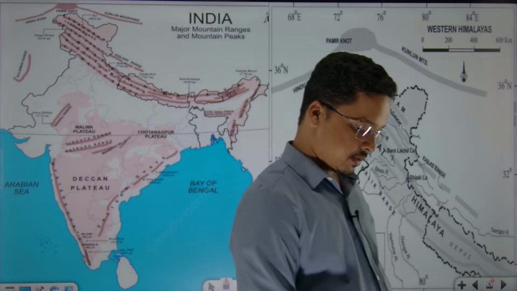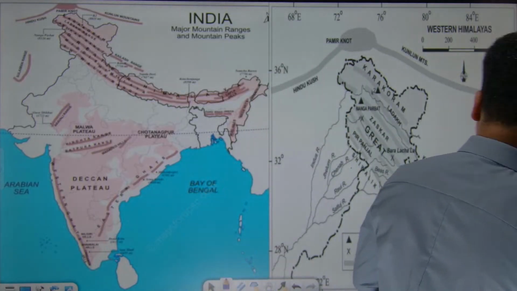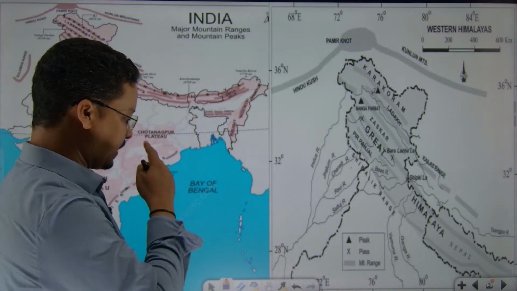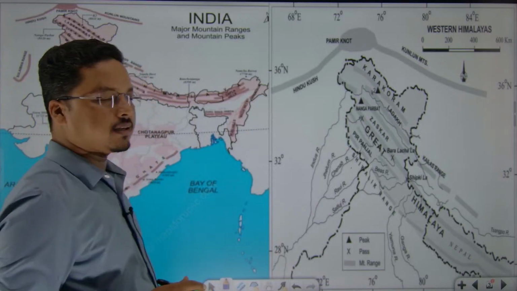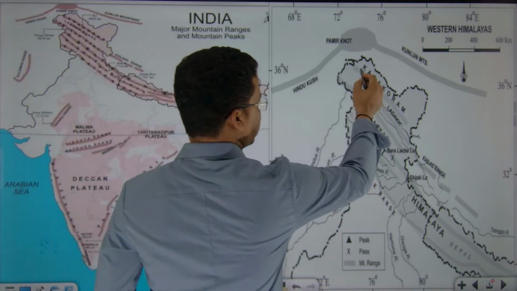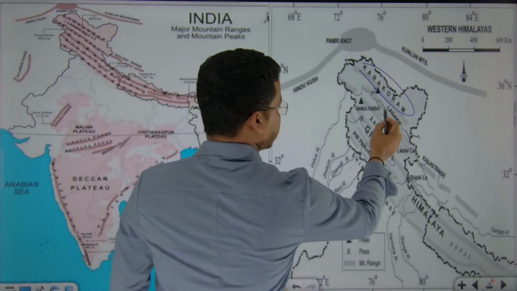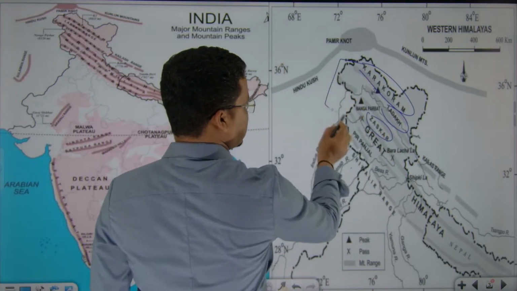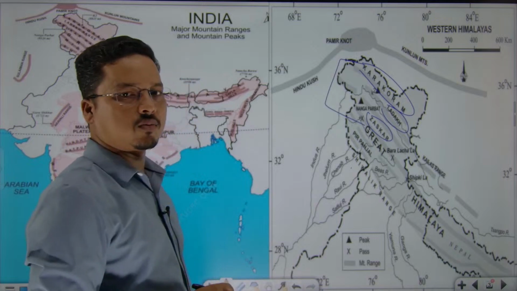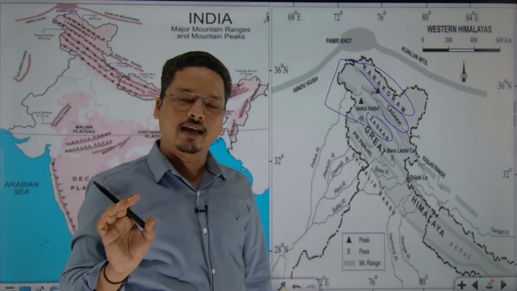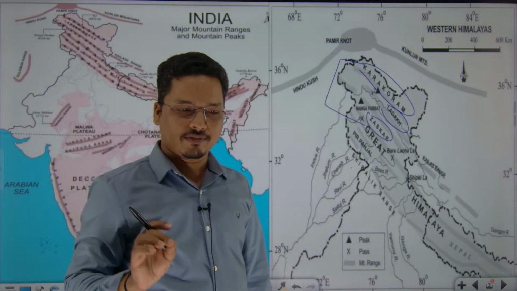Right, yes. So first we will cover the Himalayan part. In the Himalayan part, you can see the Karakoram range. The first one is the Karakoram range, then the Ladakh range, then the Zaskar range. So these three together are called the Trans-Himalaya. Why? Because they have a different system, right? They have a different system.